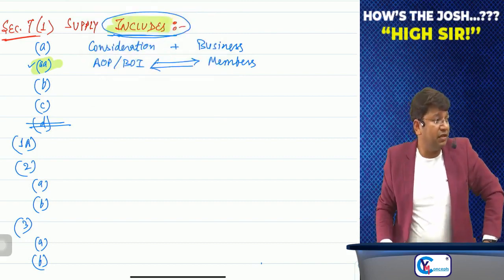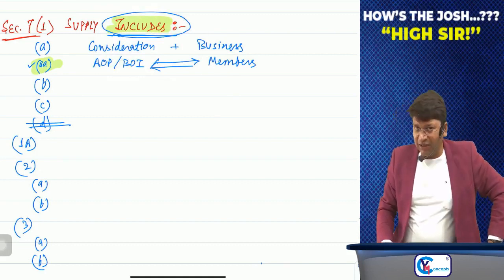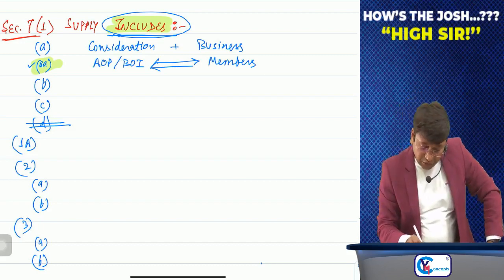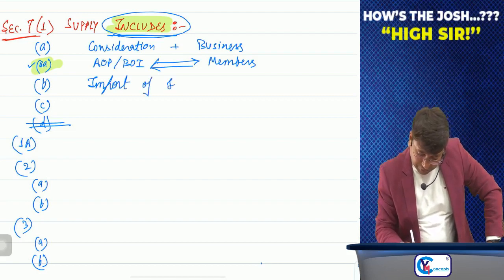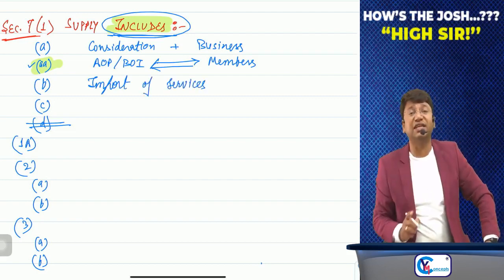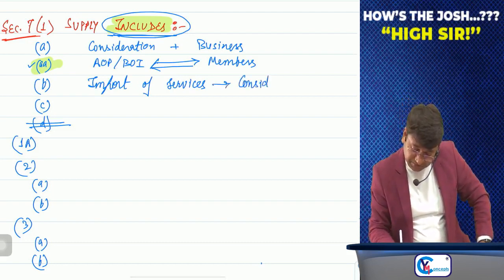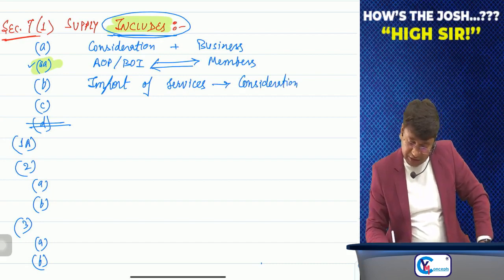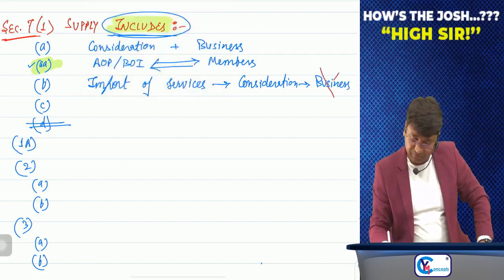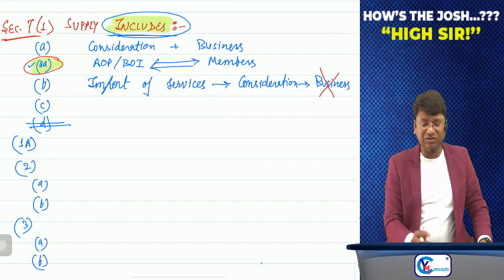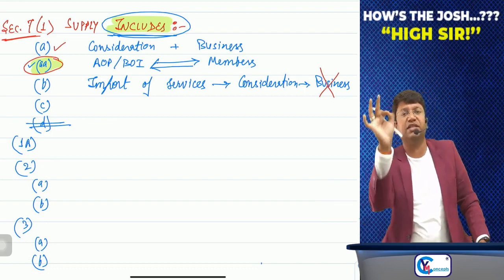Sir, now the term supply. See, we have read clause A. The term supply includes clause A, clause double A, clause B. Clause B says that the term supply includes import of services for a consideration, whether or not in the course or furtherance of business. Means, see, clause double A was inserted just for AOP BOI. So the main clause was clause A.